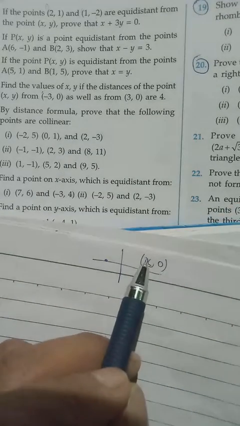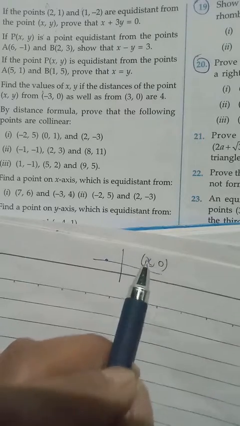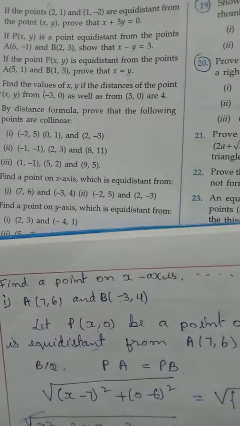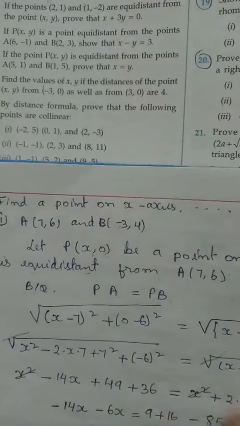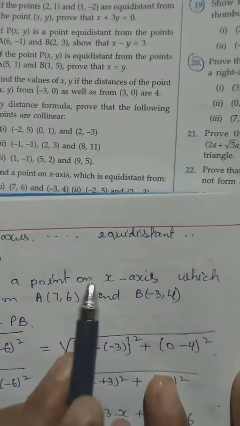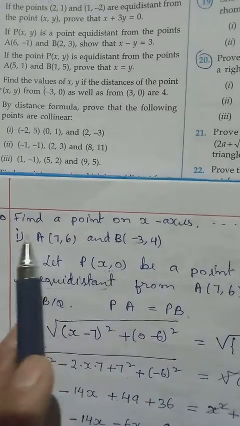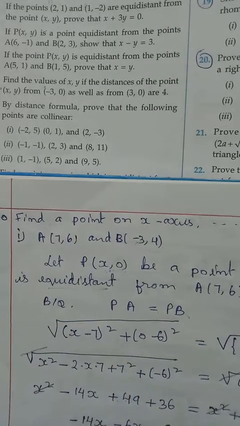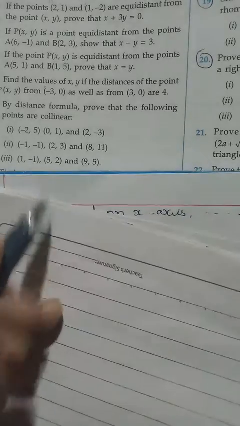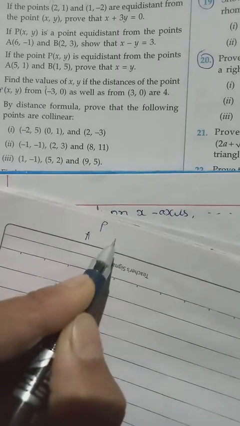Okay, so a point on the x-axis will have coordinates x comma 0, because when we say on the x-axis, the y will become 0. So we can say let P(x, 0) be the point on the x-axis, which is also equidistant from these two points. Let us name them A and B, easy for us to calculate. Then they say equidistant. Equidistant means at equal distance. We may have P here, A here, B here.